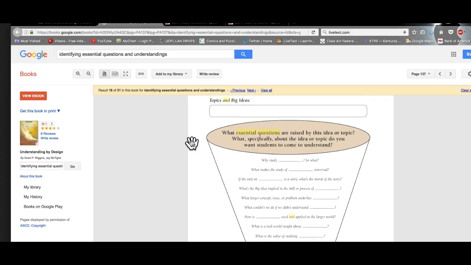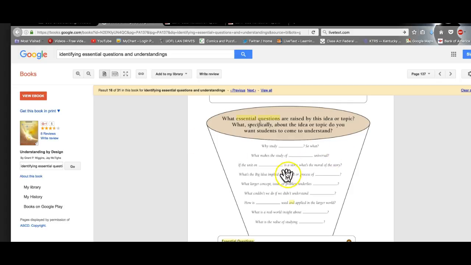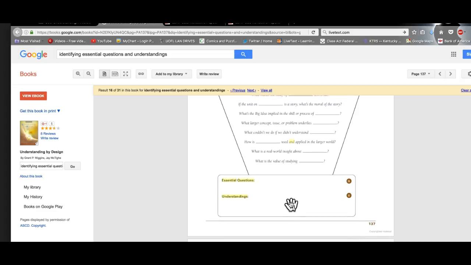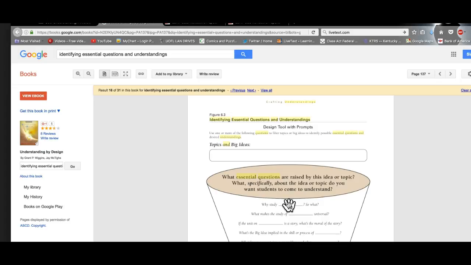And then they help you figure that out by going through this nice little exercise here about what essential questions are raised by the idea or topic. What specifically about the idea or topic do you want students to come to understand? And so you can go through this and basically fill in the blanks here. And as you see, this cone then leads us down to essential questions, and then to the understandings that students have. It's such a nice design here. It's such a nice, easy graphic to understand.